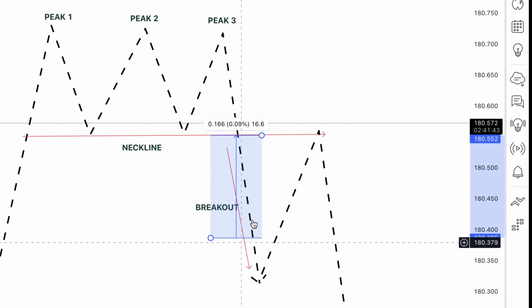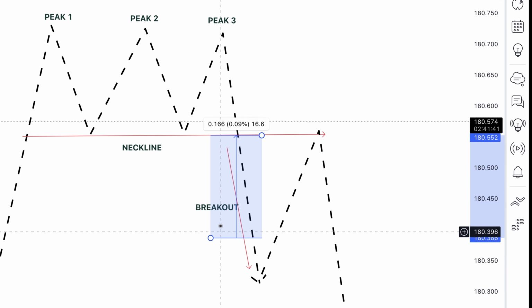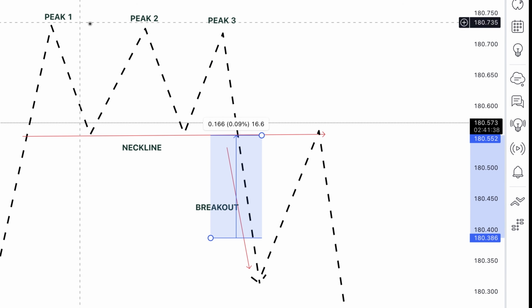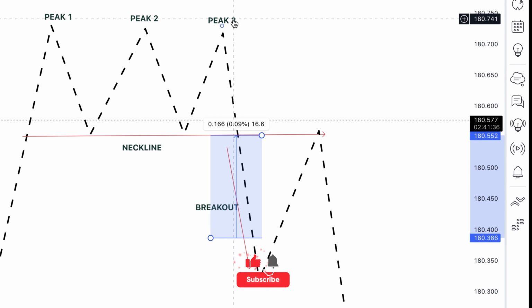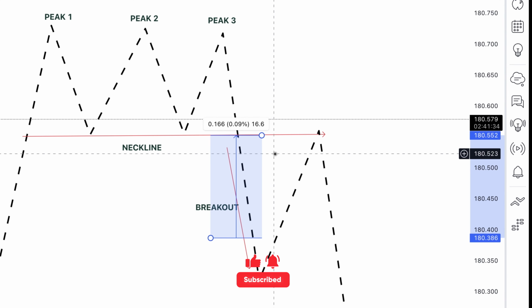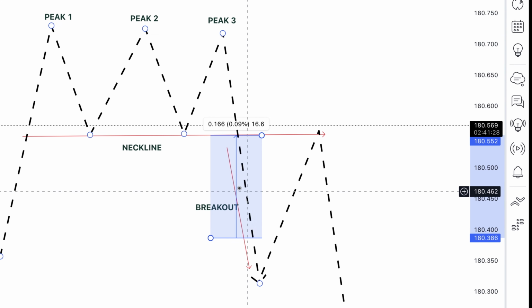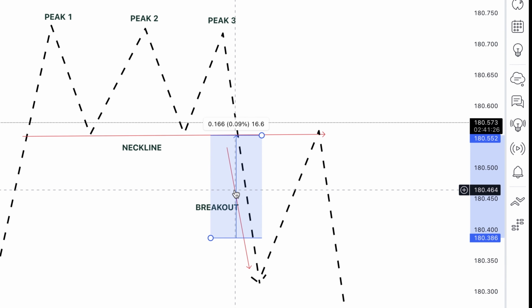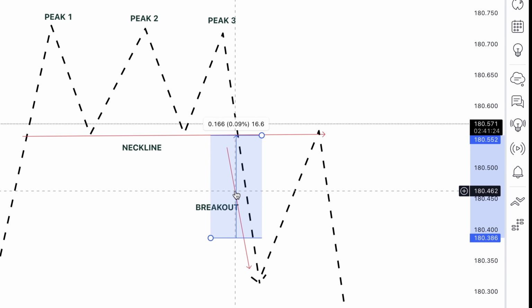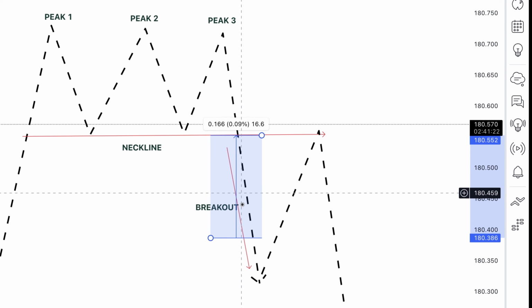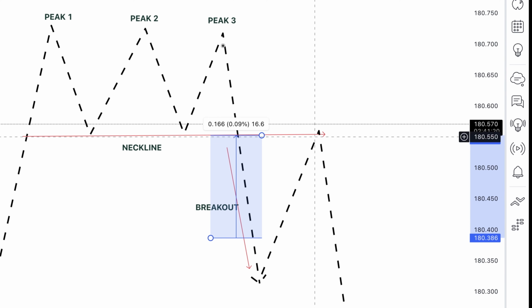So if this is the number of pips that you have measured from the neckline to the third peak, then you have to take the same profit from the neckline or from the retest point. So that is that for the triple bottom reversal pattern and triple top reversal pattern. Now let's hop onto the chart and see how these patterns are formed.